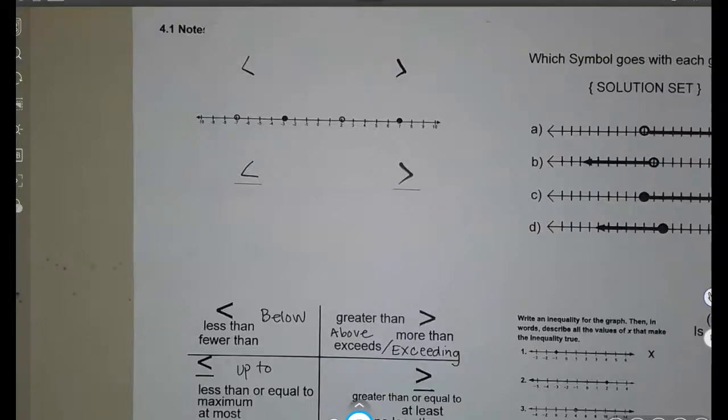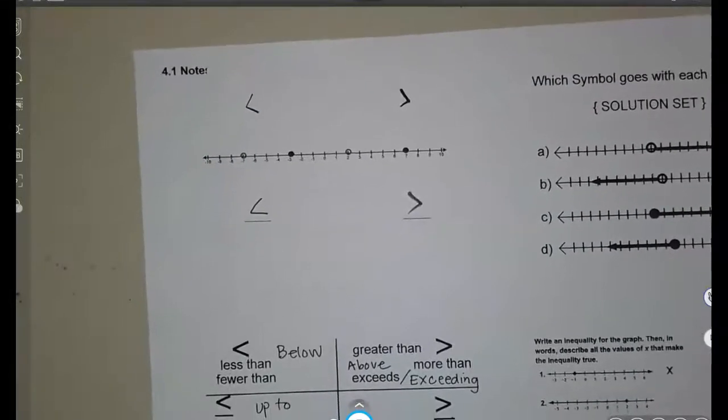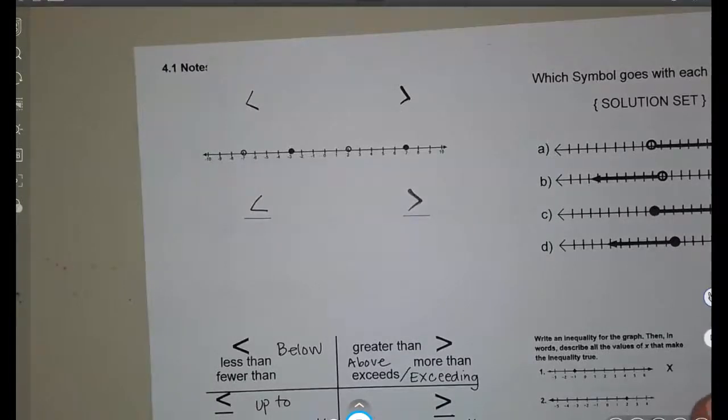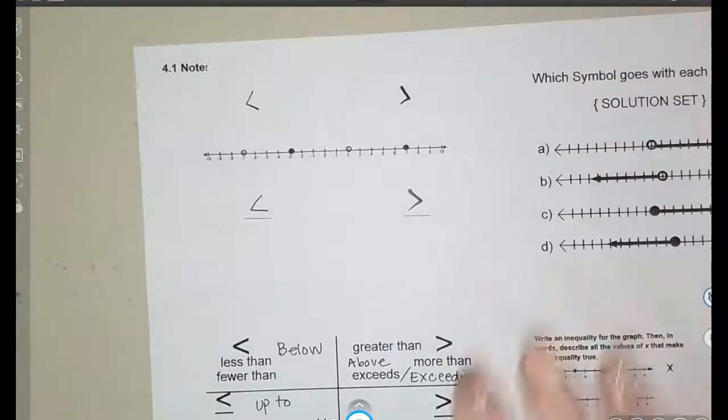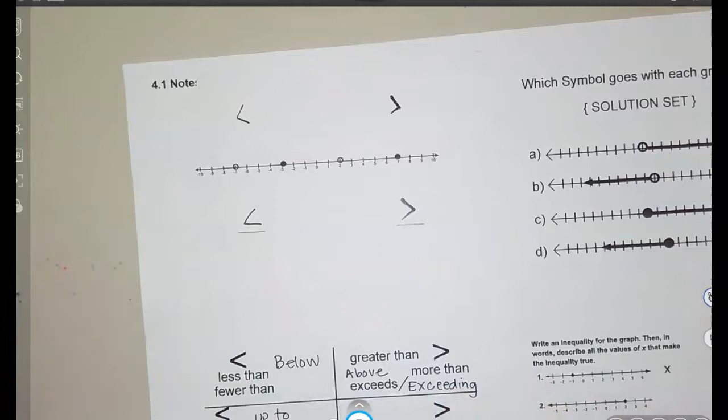Okay, we should be looking at this note sheet together. Make sure everybody has this, and we're going to talk about some examples together. This goes along with what you already did in the video as well. So I can make this easier to see. All right, so the different symbols. You need to know these symbols, okay?